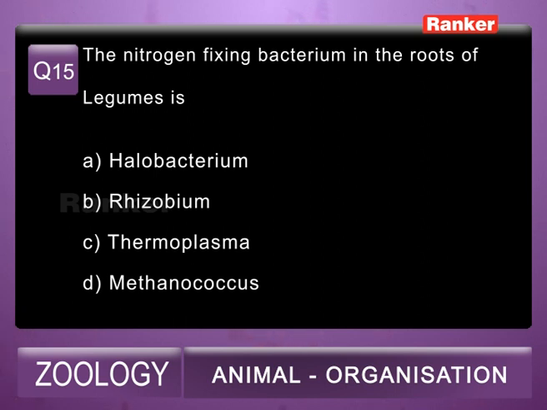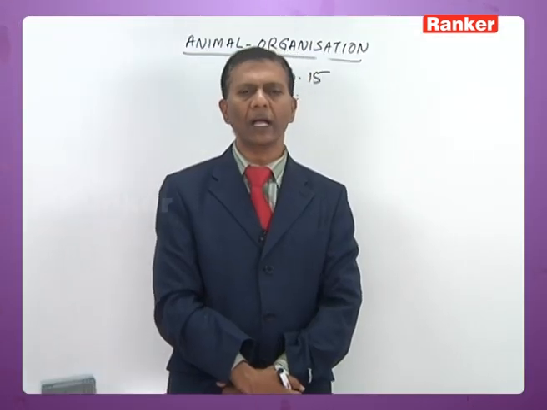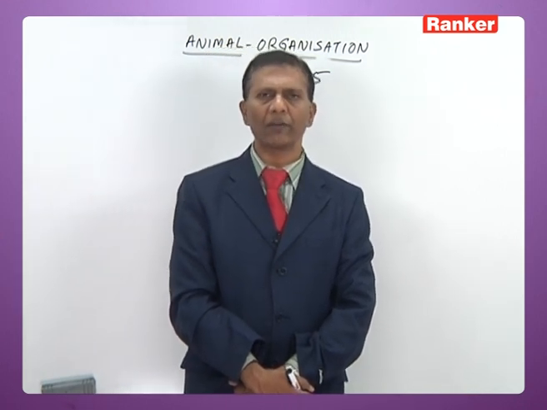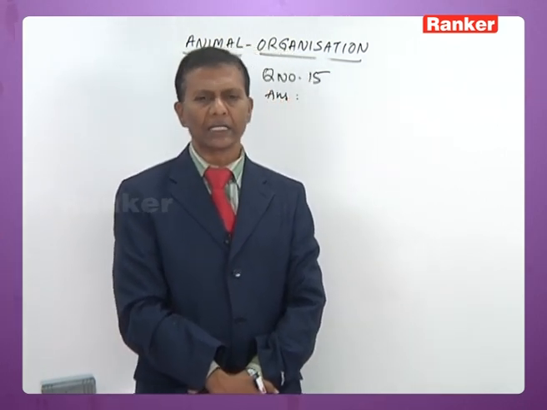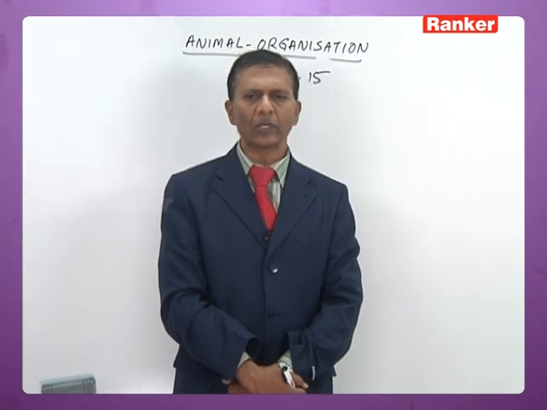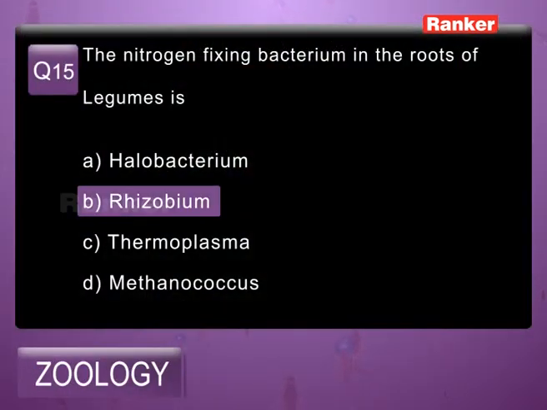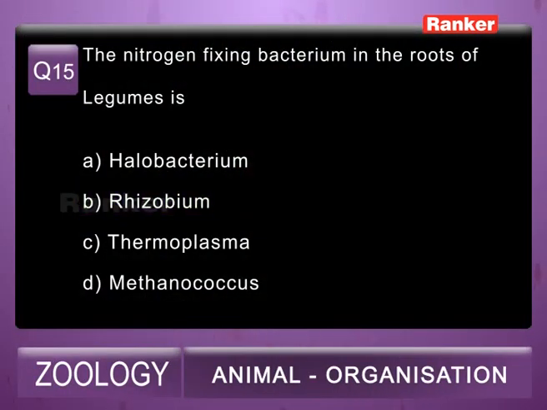15th question here now, read out for you. The nitrogen fixing bacteria in the roots of legumes is A. Halobacterium, B. Rhizobium, C. Thermoplasma, D. Methanococcus. Among these, A, C, D, they are all Archaebacteria. B is the true bacterium that lives in the root nodules of Leguminaceae family and thereby leads symbiotic life. So nitrogen fixing bacteria in the roots of legumes is B. 15th question correct answer is B, Rhizobium.